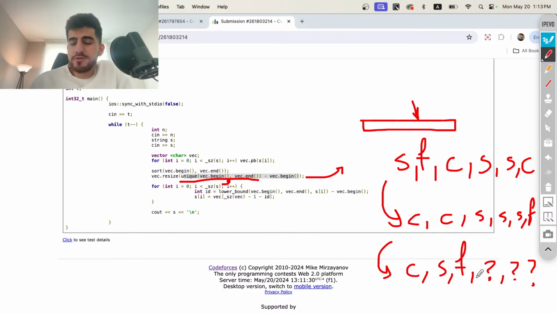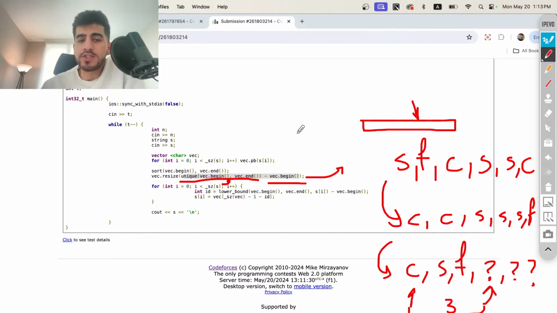This unique function returns a pointer to here, and when I subtract vector begin from it, I find the distance between the begin of the vector and this, which is, for example, 3 in this case, and that is going to be the new size of my vector. So I say vector resize this much. So this part is just for sorting the vector and making it unique. It's just for compressing everything.